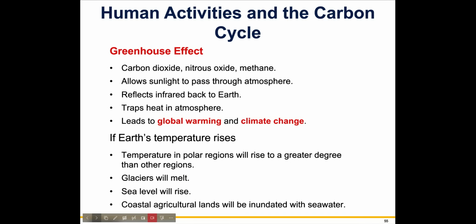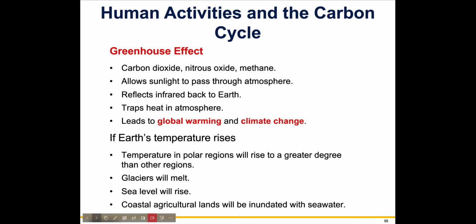So here's really that. The greenhouse effect is when we have carbon dioxide, nitrous oxide, methane that trap heat on our planet, and it leads to global warming and climate change. And global warming and climate change have a lot of consequences. We'll have glaciers and sea ice melts. Sea level will rise. Coastal agricultural lands can be inundated with seawater, and then our soil is contaminated with salts. Nothing will grow. Places that historically were very dry may see rain and be wet.